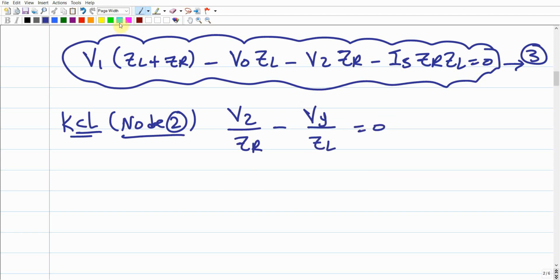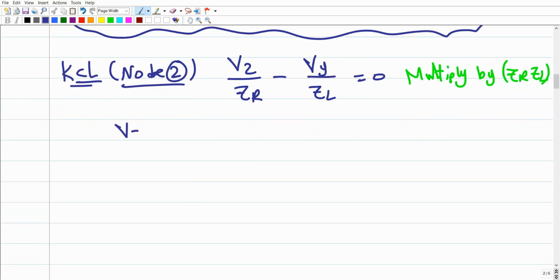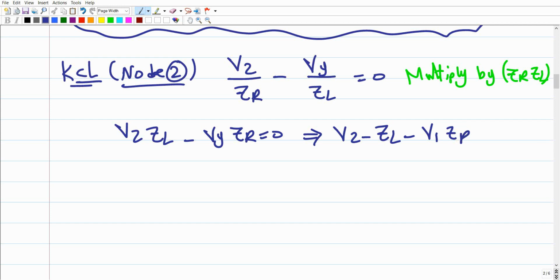So multiply all the terms by ZR times ZL to get rid of the denominator. This is going to give us V2 times ZL negative Vy times ZR equals 0, right? Then we can substitute for the Vy. This is going to give us V2 ZL negative the Vy, which is already V1, times ZR, positive V2 ZR equals 0.